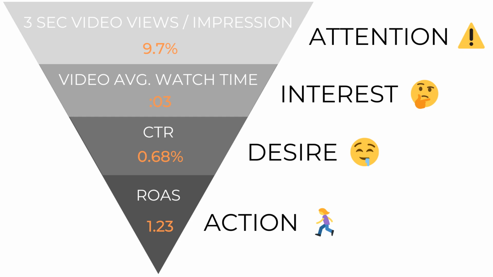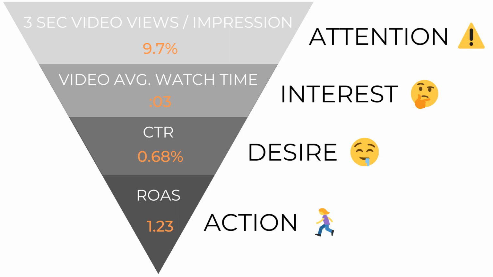So this diagram is a brief overview of how the AIDA principle relates to ads, and in particular, video ads. So from the top, A for attention relates to 3-second video views divided by impressions as a percentage, otherwise known as thumb stop. I is for interest, and the metric related to that is your average watch time. D is for desire, and you can measure that by your click-through ratio, specifically your outbound link click-through ratio. Finally, at the bottom of the triangle, we've got action, which relates to the metric of ROAS, otherwise known as return on ad spend.